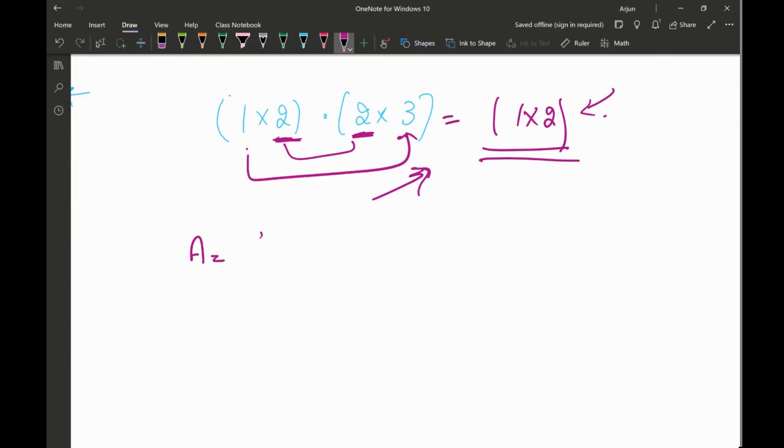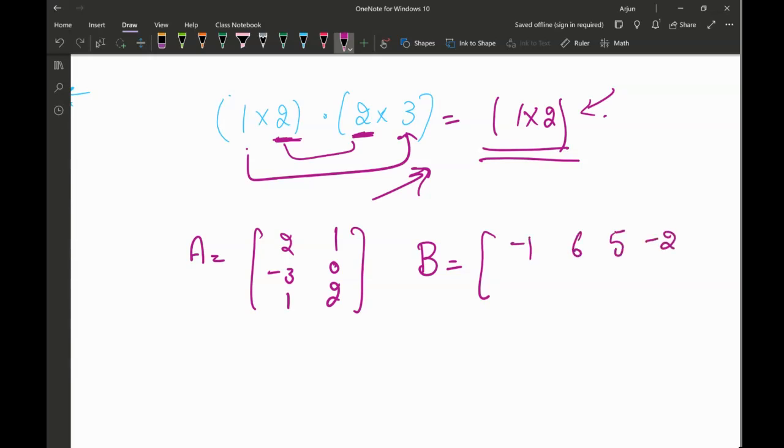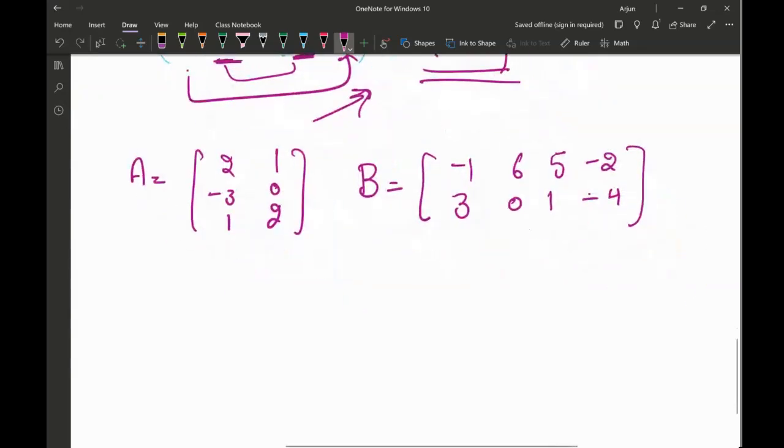Alright, based on this, we're going to try and multiply two matrices. Let's say the matrix A given to me is 2, minus 3 and 1, here's 1, 1, 0 and 2. Then another matrix B is given to me, which is minus 1, 6, 5, minus 2, and this is 3, 0, 1, minus 4. I want to multiply these two matrices.